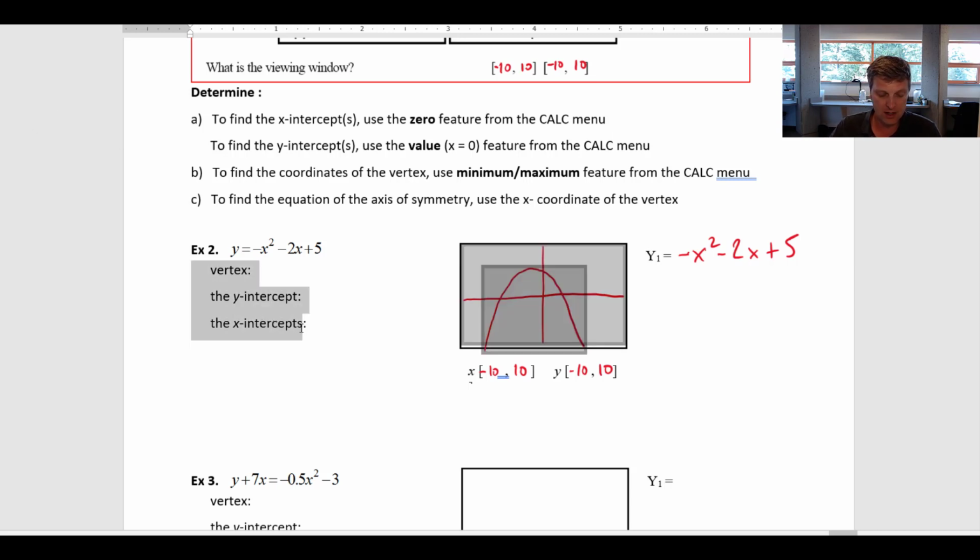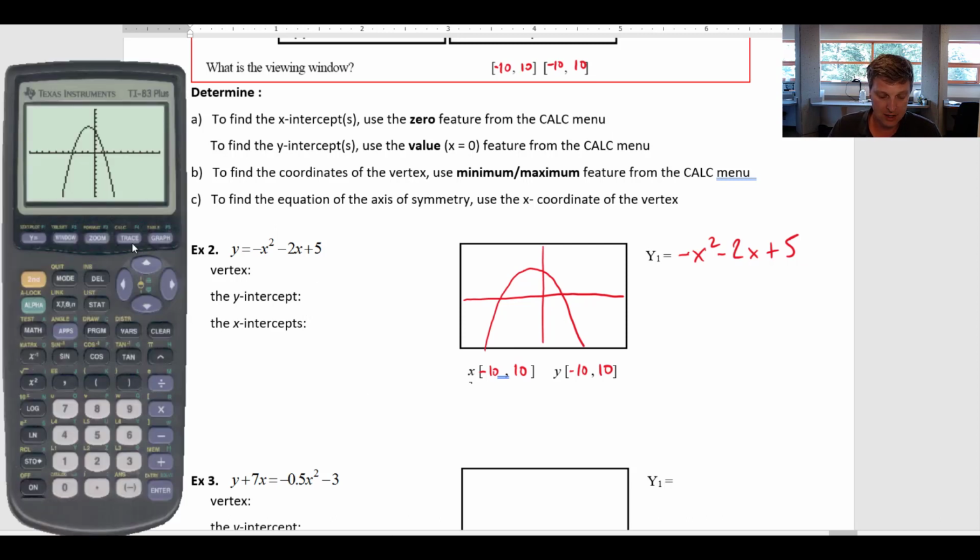Okay. And now I need to find this information. So I want to find the vertex, and I want to find the y-intercept, and I want to find the x-intercepts, and there's 2 of those. So to find the vertex, I'm going to go to that calc menu right here. So second function trace brings up calc. To find the vertex, remember we had to use the minimum or maximum value. Well, this has a maximum right at the vertex. And so I'm just going to go down to maximum.